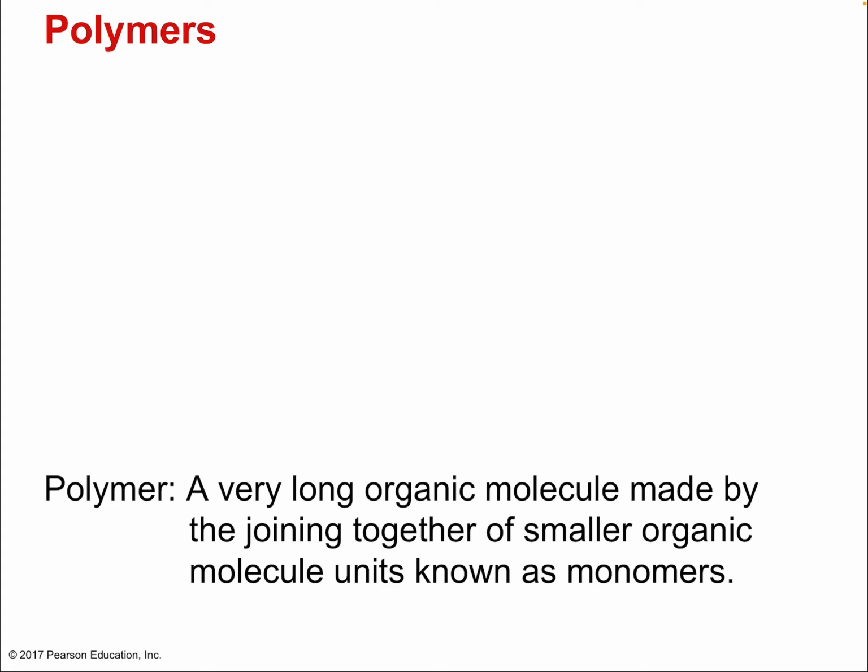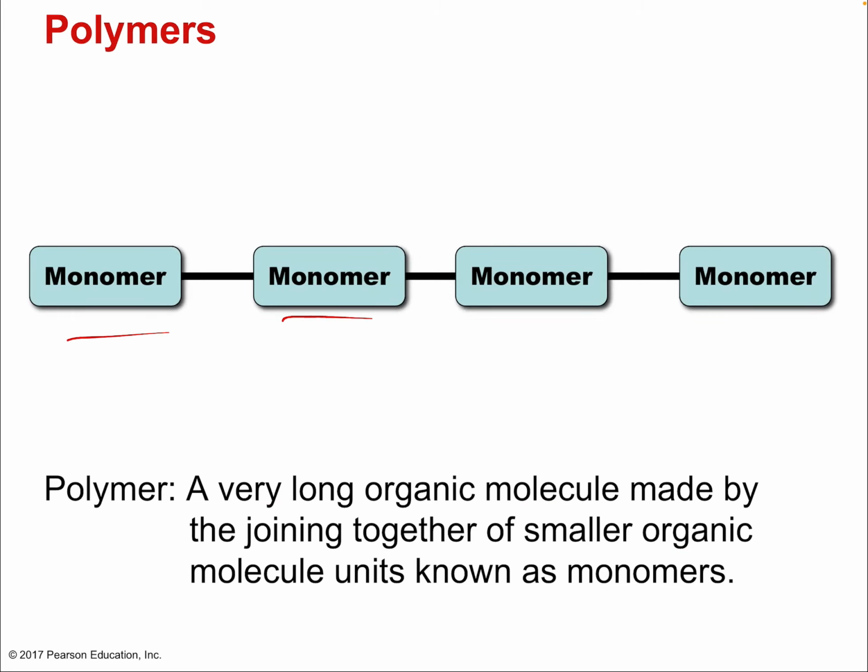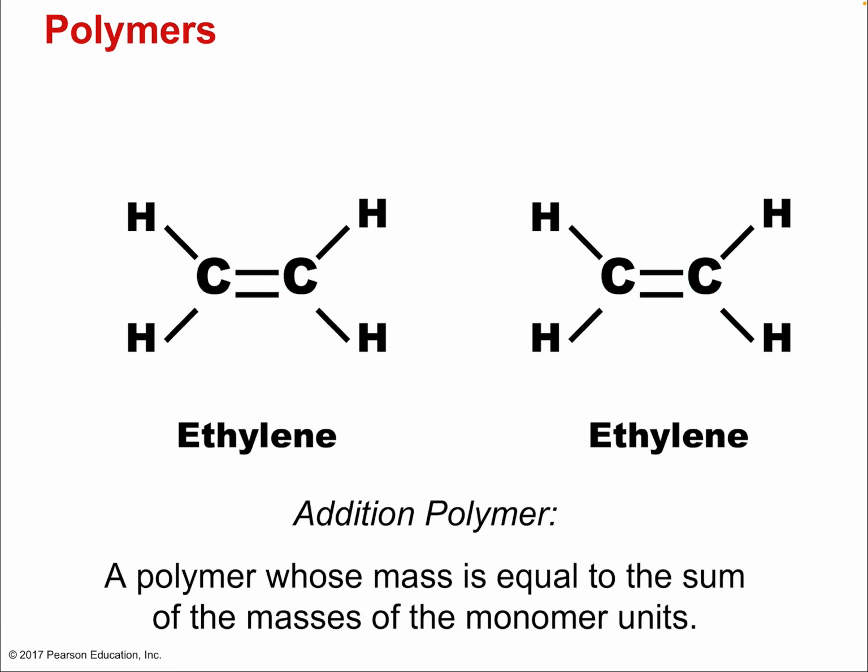Now, finally, our last topic of the lecture: polymers. What is a polymer? Well, a polymer is a very long organic molecule, okay, so very long, and it's a molecule made by the joining together of smaller organic molecules, known as monomers. So it's a chain of identical pieces, like a chain, right? Each piece of the chain, each link of the chain is somewhat identical, same idea here, okay? So it's monomer, monomer, monomer, monomer, one after the other, okay?